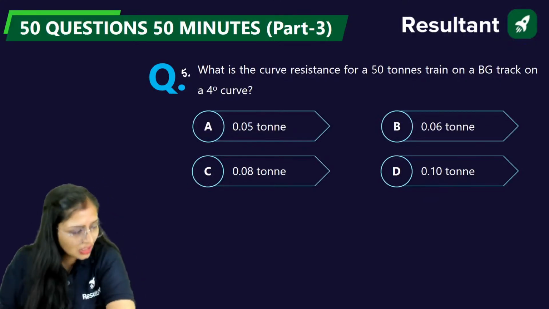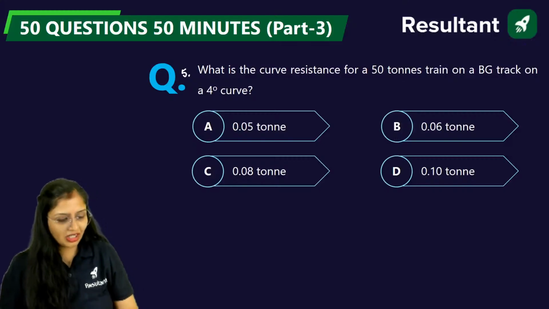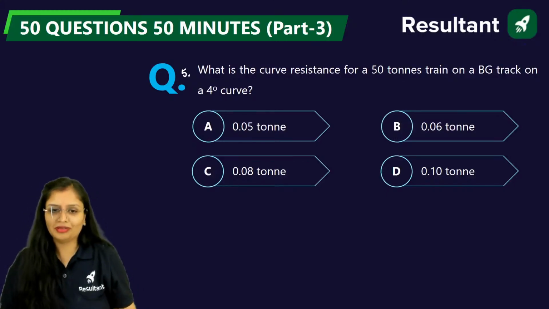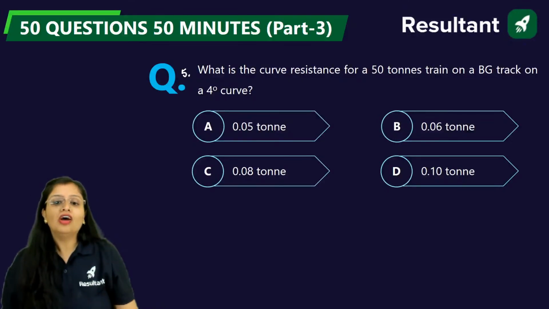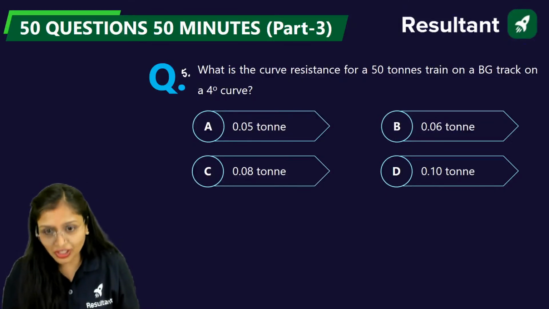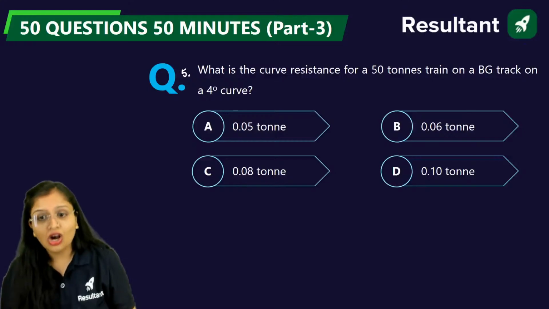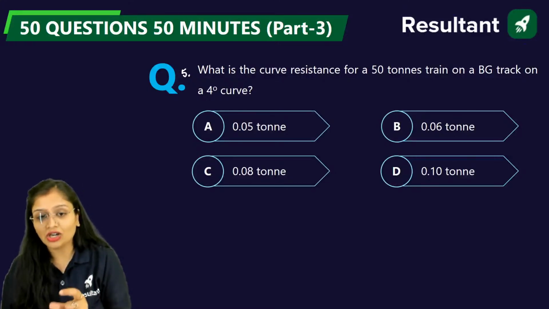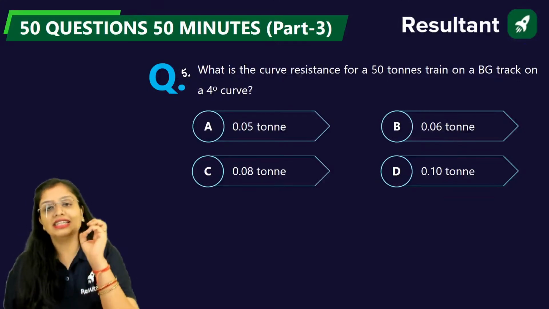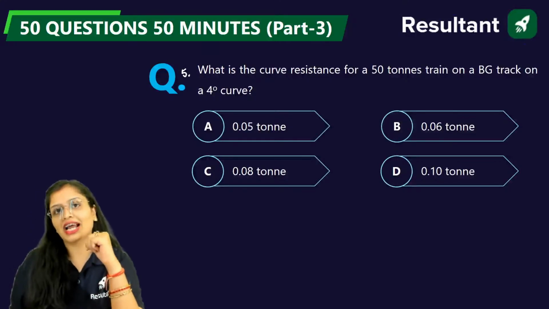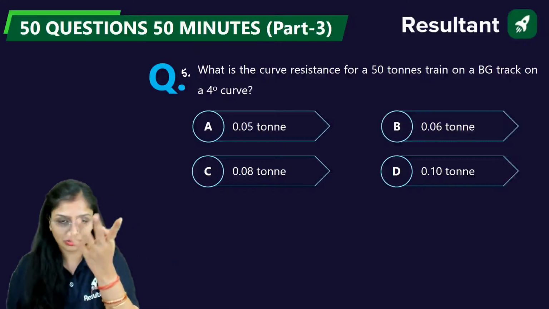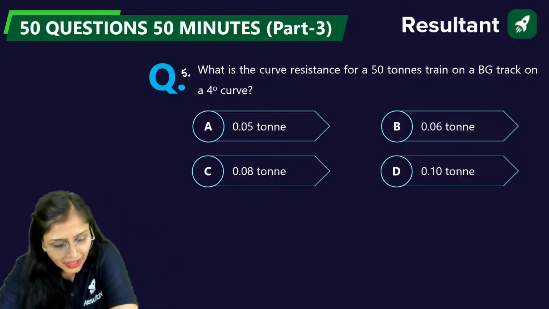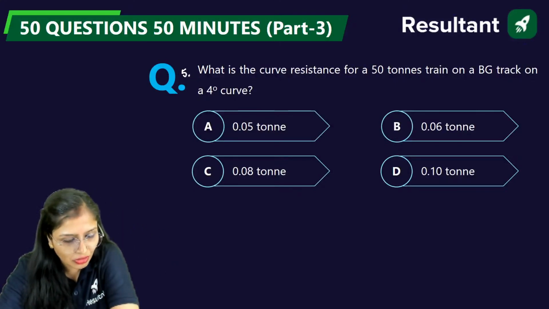What is the curve resistance? Good evening, Neha. I guess you're late today, beta. No issues. We are on the 5th question, so you can check it out later on. What is the curve resistance for a 50-ton train on a broad gauge track on a 4-degree curve? In this question, it is asking for BG track, but it can ask for MG track. It can ask for NG, narrow gauge track also. Come on, tell me the formula. Even if you're not telling me the answer, tell me the formula at least. I'm waiting for your comments.